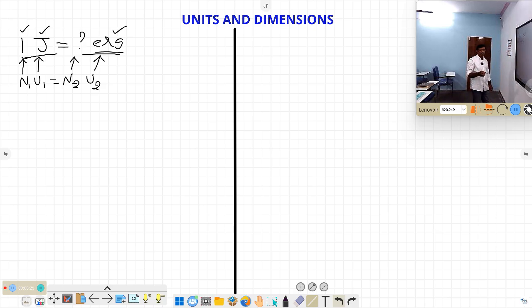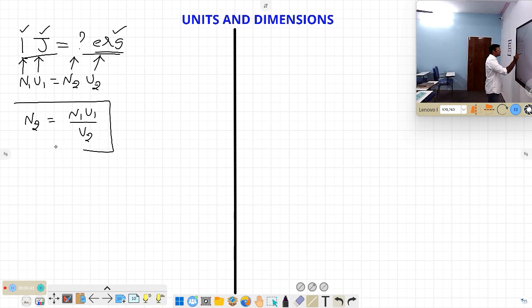Erg is a CGS system unit. So we are converting, we are finding the value in the CGS system, so finally you have to get the result in CGS. Further, from the formula, N2 is equal to N1 U1 by U2. First do this step, then apply the values. If you observe here, N2 is equal to N1, which is 1, into U1, the unit, joule, divided by U2, which is erg.